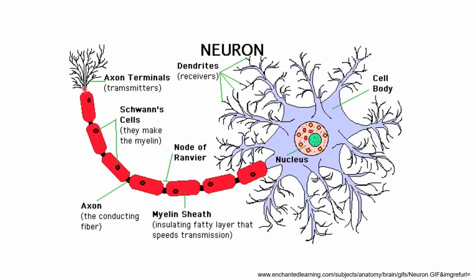And then this branch branches out into axon terminals where this neuron transmits information to its follower neurons. And this axon may be covered by a layer called the myelin sheath, which helps in insulating the neuron.